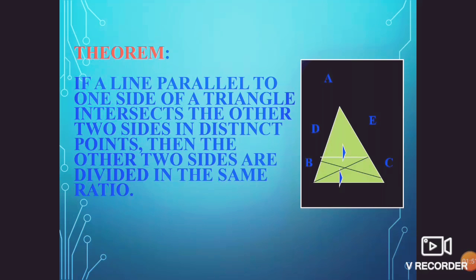This is a theorem which says the exact thing as the Basic Proportionality Theorem. That is, if a line parallel to one side of a triangle intersects the other two sides in distinct points, then the other two sides are divided in the same ratio. Okay, therefore we'll have AD by DB is equals to AE by EC. It can be further said as AB by DB is equals to AC by AE. We can take the full sides and also write down the ratio.